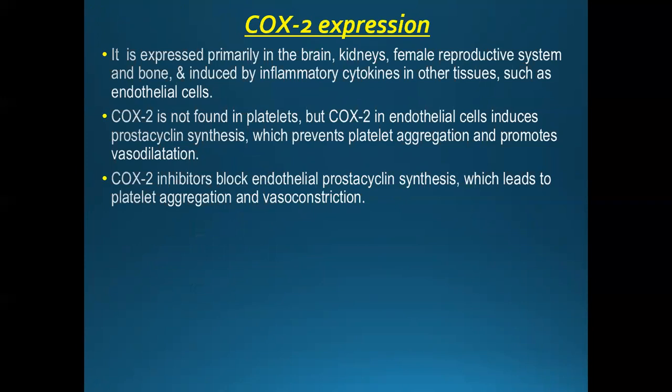It is mainly present in the brain, kidneys, the female reproductive system, and bone, and it is induced by inflammatory cytokines in other tissues such as endothelial cells. COX-2 is not found in platelets, but it is present in endothelial cells, inducing prostacyclin synthesis, which prevents platelet aggregation and promotes vasodilatation. COX-2 inhibitors block endothelial prostacyclin synthesis, which leads to platelet aggregation and vasoconstriction. Prostacyclin breaks up platelet aggregation, so it doesn't allow the platelets to aggregate or to make a clot. Whenever it is not there, it will lead to platelet aggregation and vasoconstriction.